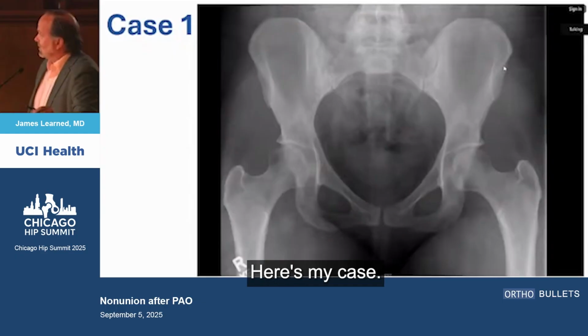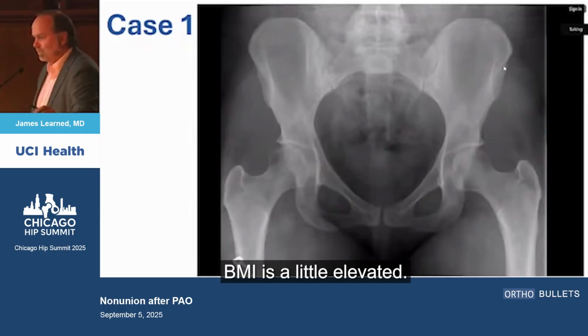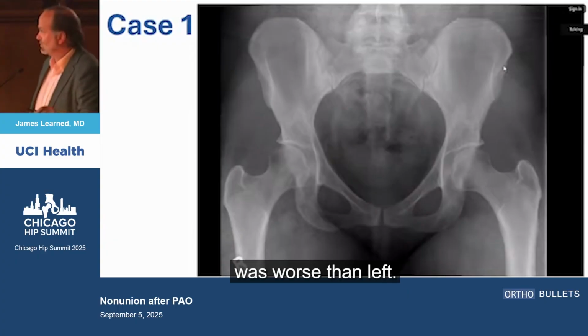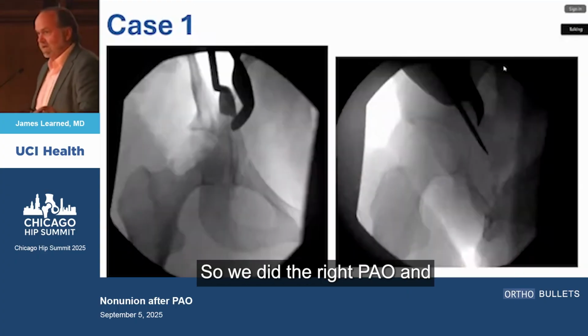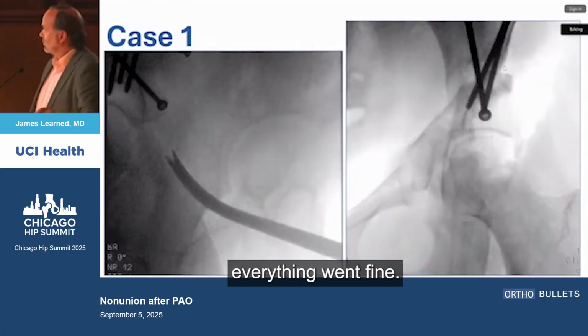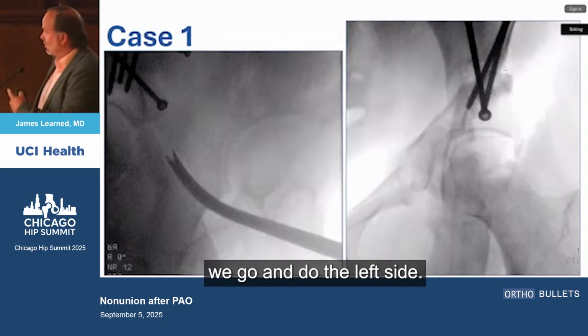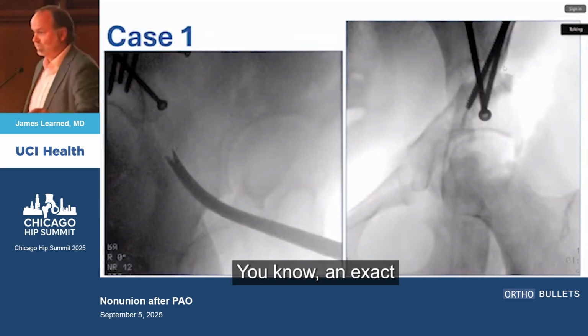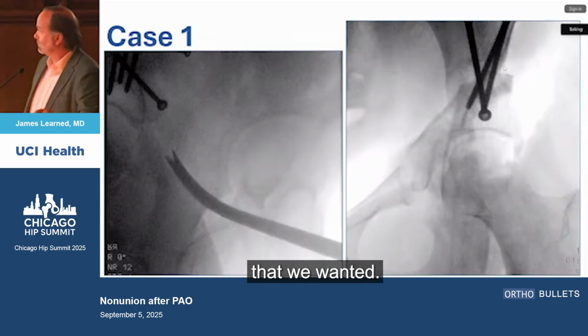Here's my case, a patient of mine. BMI is a little elevated; we know that's a risk factor. Bilateral hip pain, right was worse than left. So we did the right PAO and everything went fine. She did great. About a year later, we go and do the left side. I'm thinking we'll just do an exact mirror image, get the right correction that we wanted.